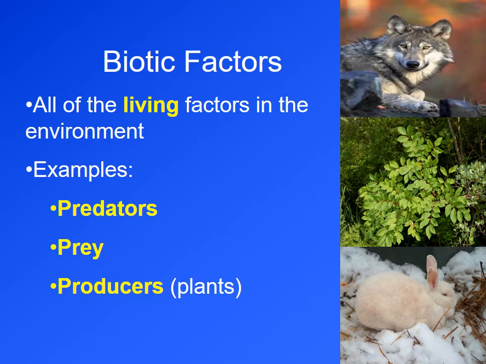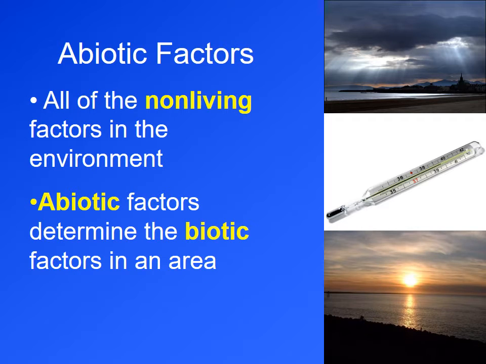If you look at the right-hand side, we have an animal, a plant, another animal. All of those are biotic. Abiotic is all of the non-living factors in the environment. In fact, the prefix a in Latin means without. Of course, bio means life, so this means without life. It's all the things that are not alive, but the abiotic factors determine the biotic factors in an area.